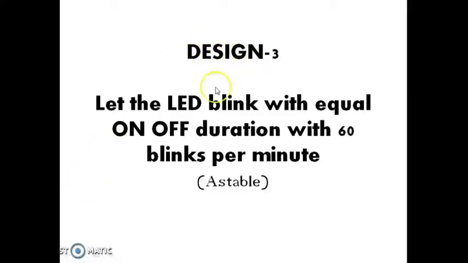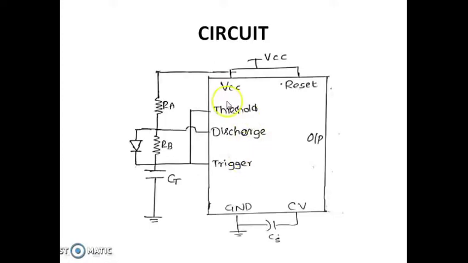Moving on to design 3, let the LED blink with equal on and off duration with 60 blinks per minute. This is an astable circuit. So coming to the circuit, as you already know, this is an astable multivibrator. Here we have connected RA, RB, CT, and as we need T on equal to T off, we have also connected a diode across RB. During charging, the capacitor charges through RA and the diode, but the capacitor discharges through RB.